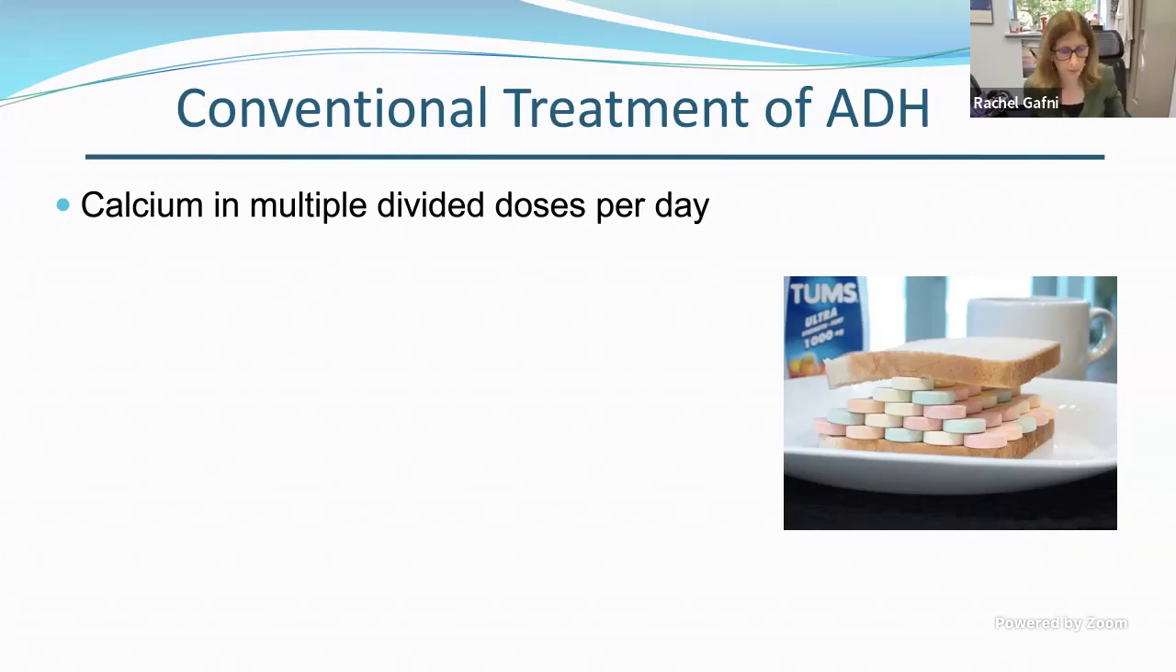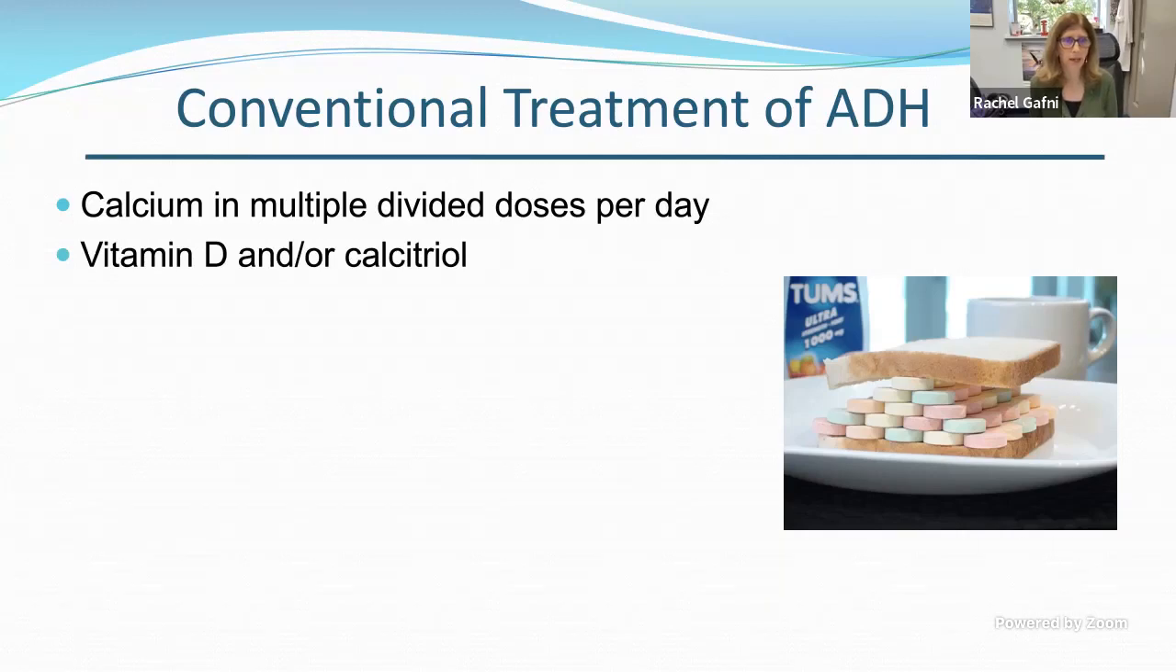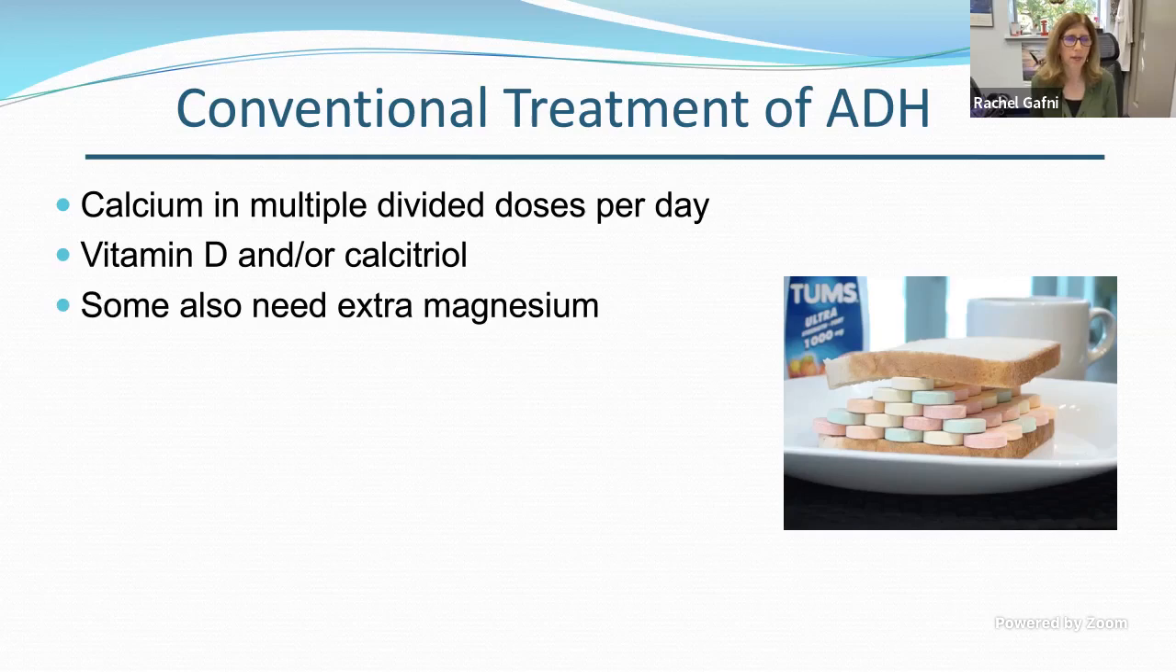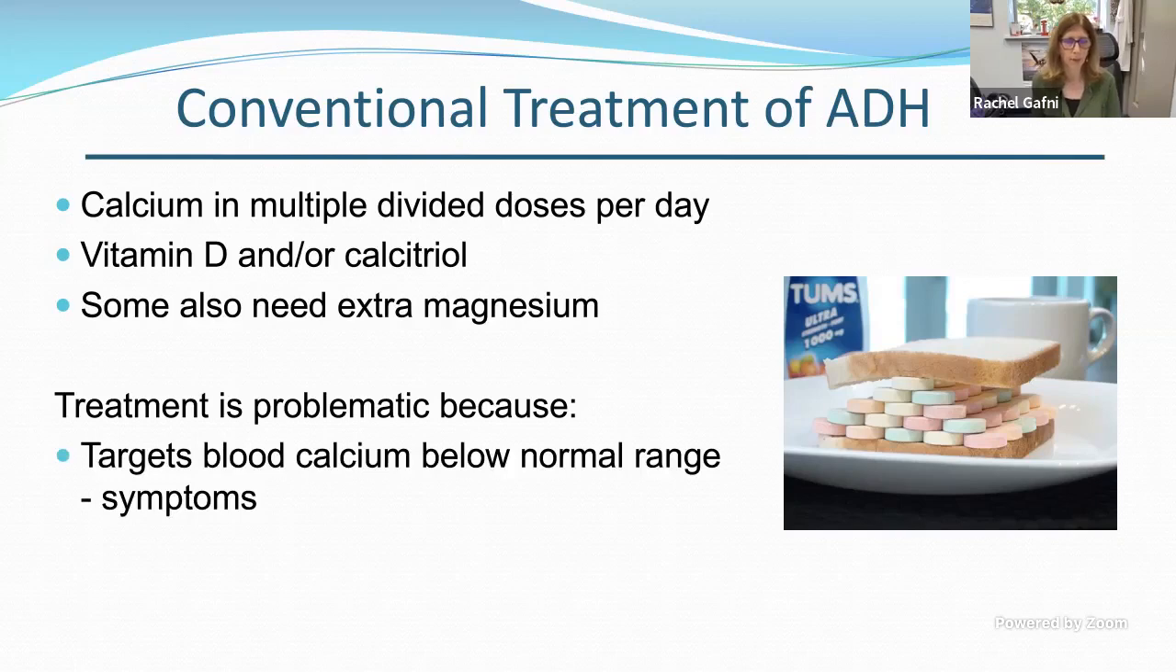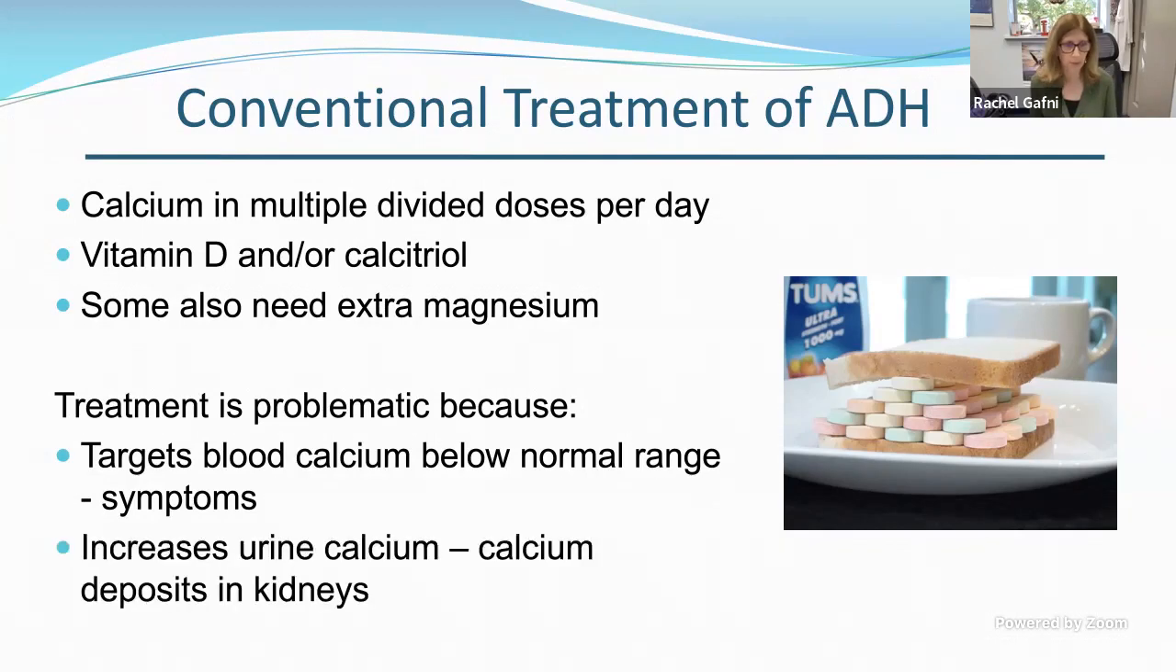I'm not going to go into a lot of detail on conventional treatment because you've heard about this from Dr. Rosczko and Dr. Khan. But of course, conventional treatment for ADH involves calcium in multiple divided doses during the day, high dose vitamin D and/or calcitriol or alfacalcidol. Some patients also need extra magnesium because the calcium sensing receptor and PTH are important for magnesium handling. And treatment is problematic because we have to target the blood calcium below the normal range or right at it, which can still result in symptoms.